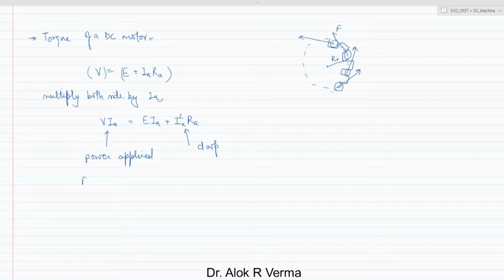What is this E IA? This is a very interesting term. E IA is the back EMF into the armature current. This is the electrical equivalent of gross mechanical power. If you remove the drop of brushes, contact, wear and tear, that resistance or loss, then it will be useful mechanical power. So this is the gross power, represented in terms of electrical quantity E into IA.